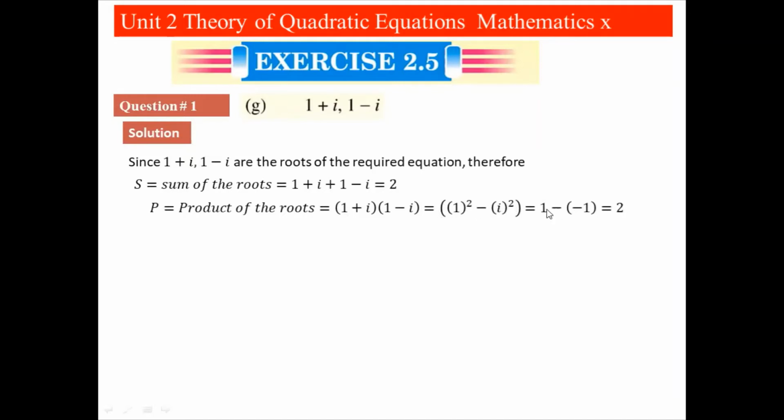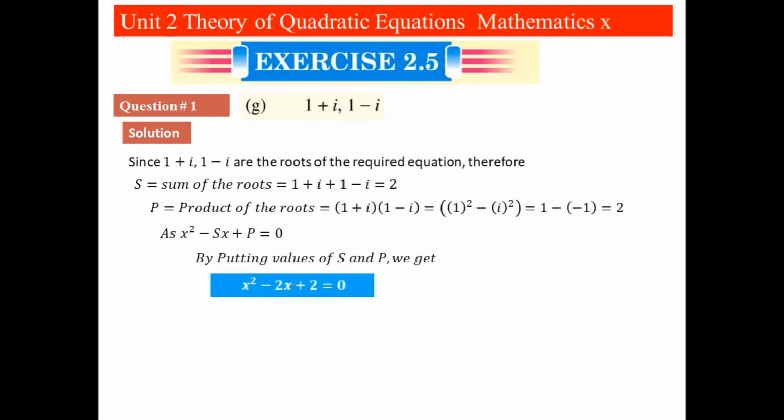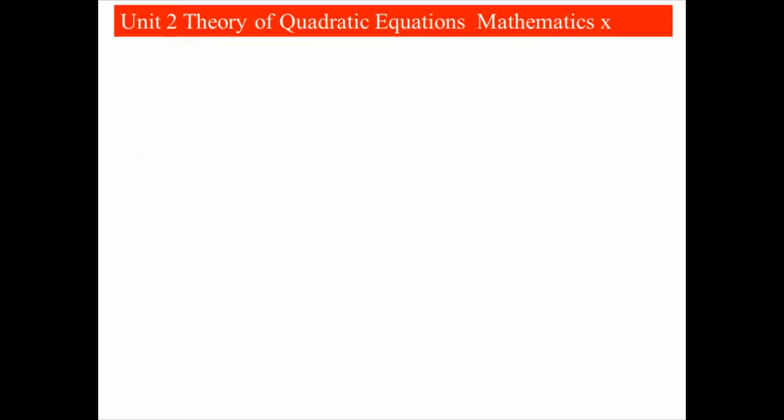So i square is minus 1, we know that. When this minus is multiplied with this one, we have a positive, so 1 plus 1, which is equal to 2. So the sum of the roots is 2 and the product of the roots is also 2. As we know, x square minus sx plus p is the required quadratic equation. By putting the values of s and p, we get x square minus 2x plus 2 is equal to 0. This is the required quadratic equation having roots 1 plus i and 1 minus i.